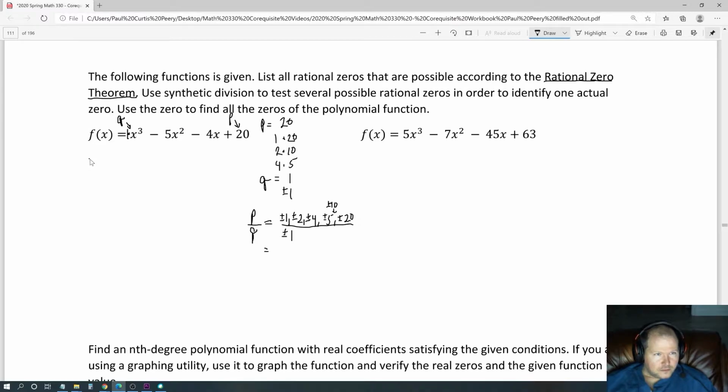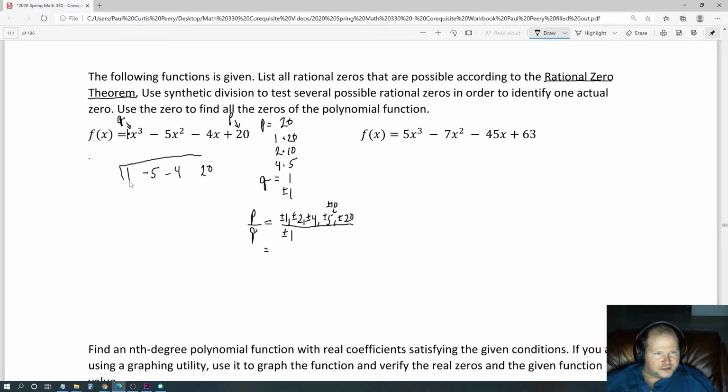So basically what this means is we are going to set this up in synthetic division. You're going to rewrite the original polynomial with just the coefficients. So it's going to be a 1, negative 5, negative 4, and then positive 20. You don't have to write the positive, it's just understood to be positive if you don't write it. Make sure you have enough space in between them. And then you're going to do synthetic division.